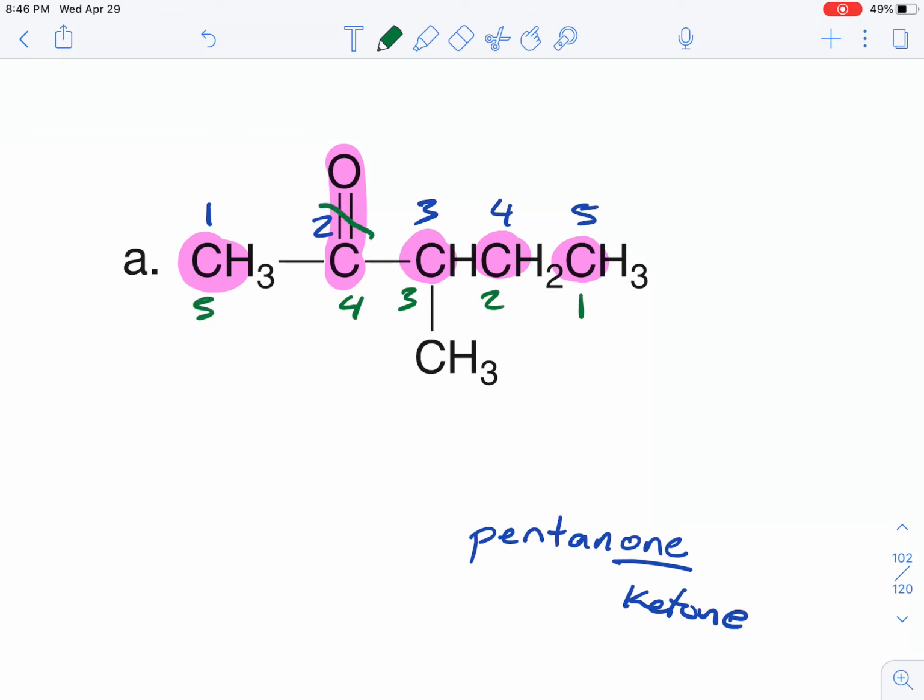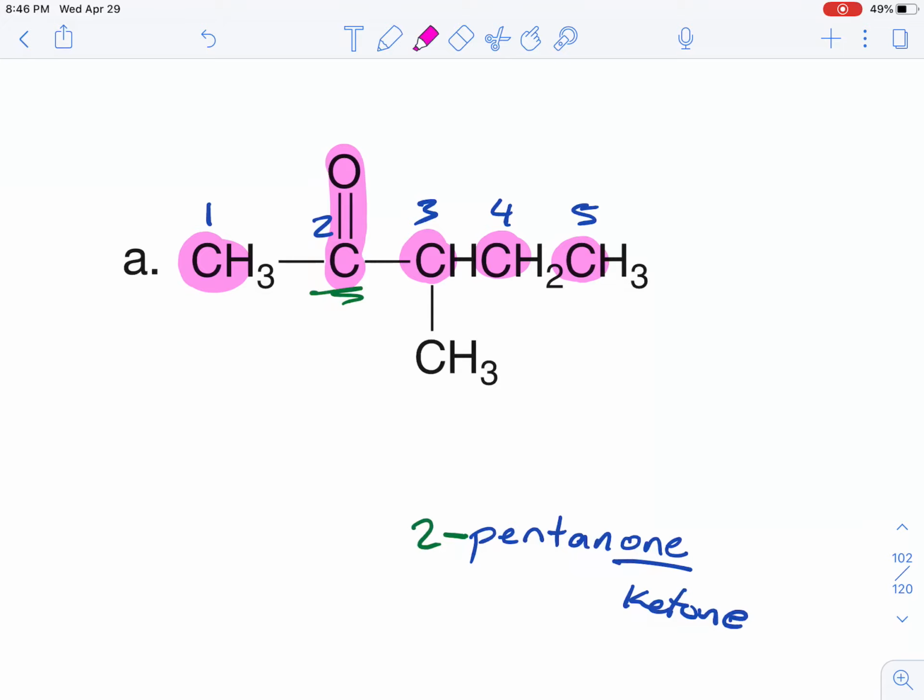And so since this is my carbonyl carbon, notice that the numbering system in blue, going from left to right, would produce the lowest carbon number for that ketone. And so my numbering system in green is not correct. So I'm going to communicate to the reader that my carbonyl carbon of the ketone is going to be found on carbon number 2.